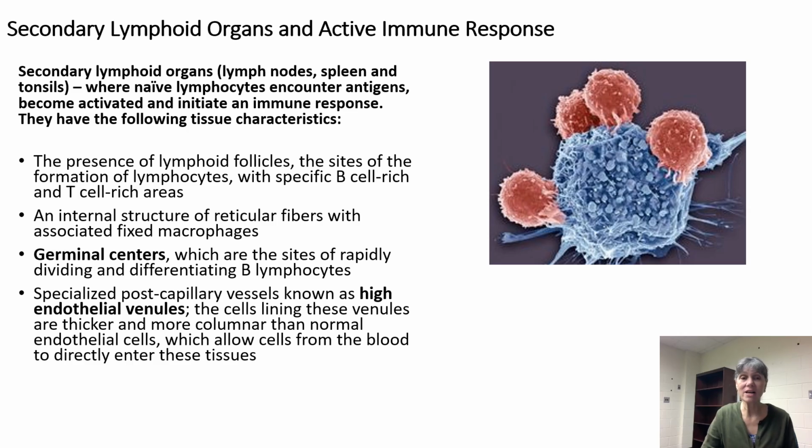They also have a structure of reticular fibers, because remember that it's reticular connective tissue, that have associated macrophages that are fixed onto the fibers. They include germinal centers, which are the sites of rapidly dividing and differentiating B lymphocytes, and they also have specialized post-capillary vessels known as high endothelial venules. The cells that line those venules are thicker and more column-shaped than normal endothelial cells, which allows cells from blood vessels to directly enter those tissues.